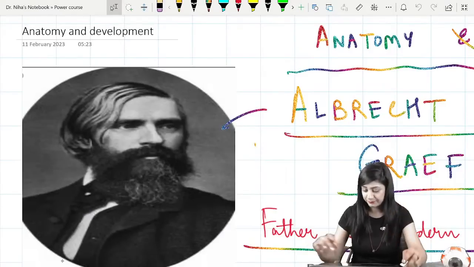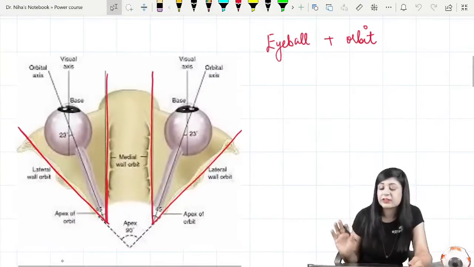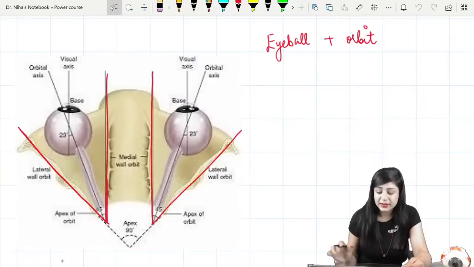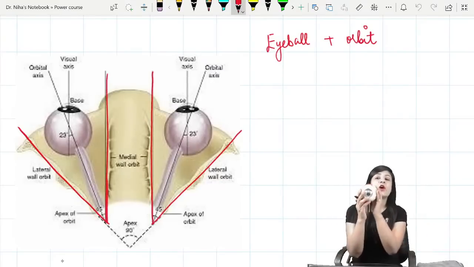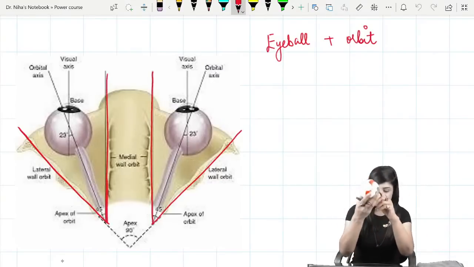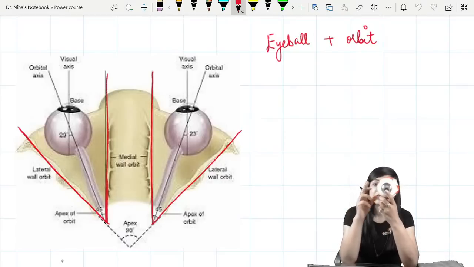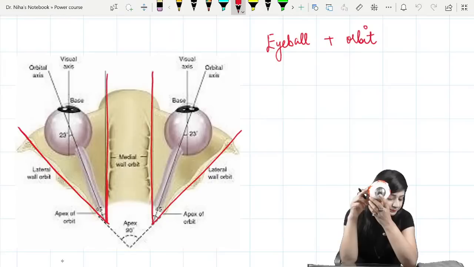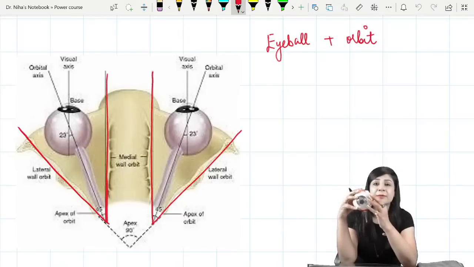Okay, the connection. Okay, so what I was saying, that we are having the two things, the eyeball and the orbit. So these are the orbits, and inside the orbit is this eyeball which is lying. You can see this eyeball. This is the shape of the eyeball. You can continue with your old notes, and you can add up. If you get anything, all the updates you can add up in your notes.